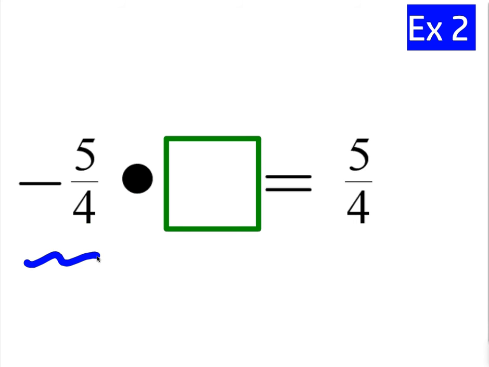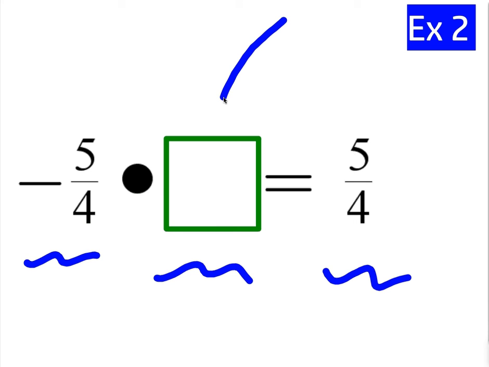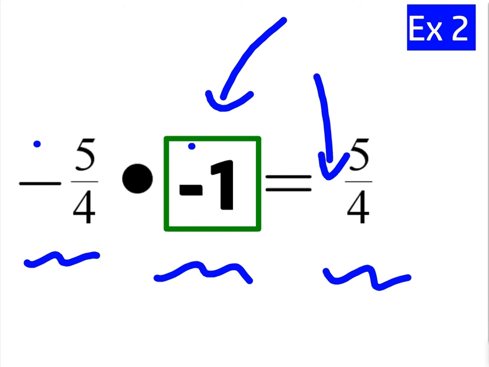All right, -5/4 times what number gives you +5/4 back? Now notice you can't put 1 in there because it would give you -5/4 back. So hopefully you start to see that it's got to be a negative number to give you a positive number back. Again, this is a negative number, this is a negative number, and negative times negative gives you a positive back.